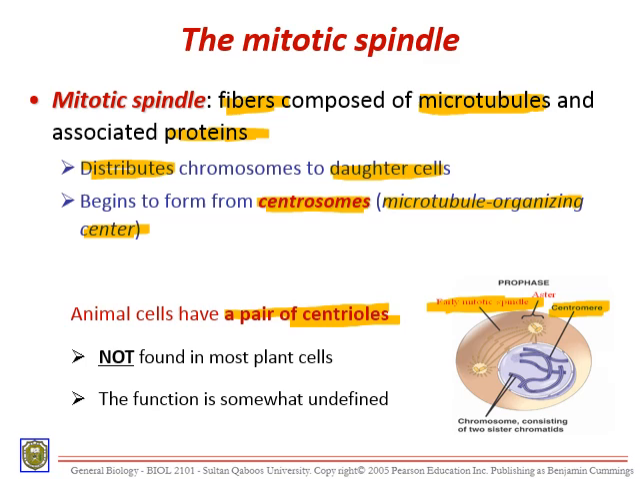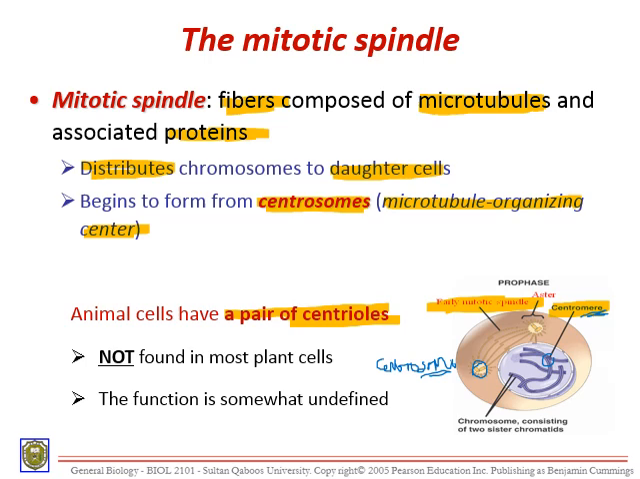Okay, I'm sorry, I have highlighted this, I meant to highlight this one. This is a centrosome. Don't confuse centromere and centrosome. Centromere is the narrow region in the chromosome, while centrosome is the microtubule organizing center where we have the microtubules originating from it.